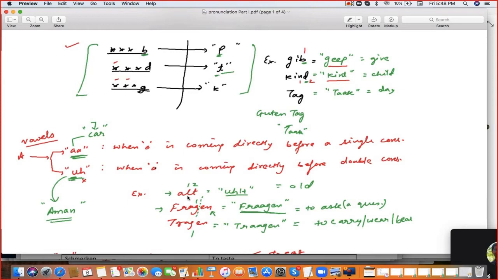So, how will you speak the second one? Single consonant, F-R-A-G-E-N, fragen. So that's the single consonant, long A sound. That will be fragen. Tell me, any doubt till here? Alt, fragen. Next example. Speak the next example.